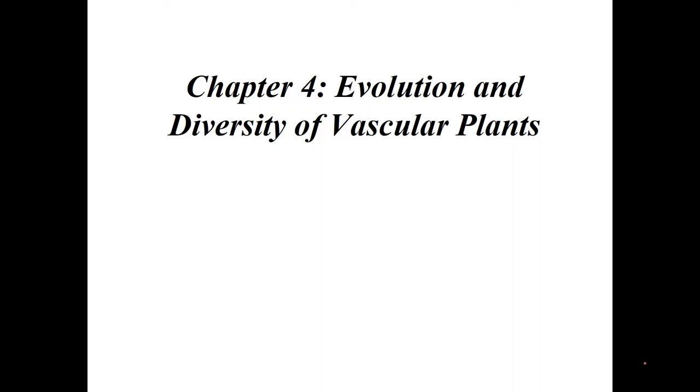Today we're going to take a look at the materials we need for lab 3, and this is the lab where we cover the lower vascular plants. These are the vascular plants that do not produce seeds. So these are the ferns and their allies. So let's get started.